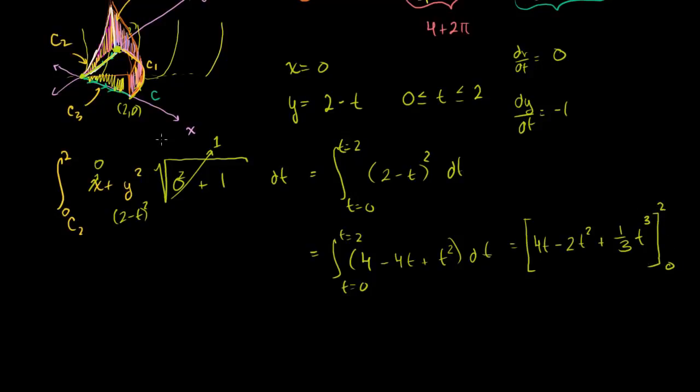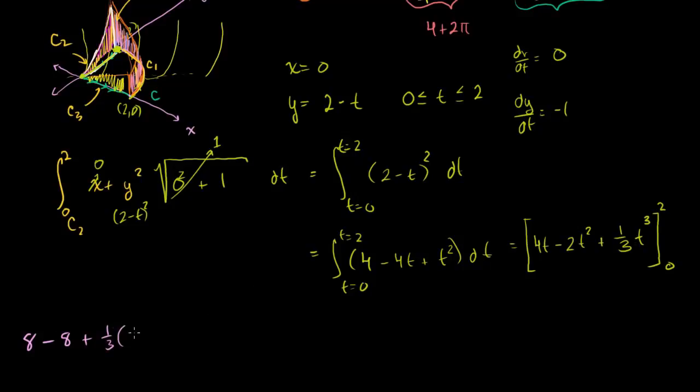And so let's evaluate it at 2. 4 times 2 is 8, minus 2 times 2 squared. So 2 times 4, so minus 8, plus 1/3 times 2 to the third power.